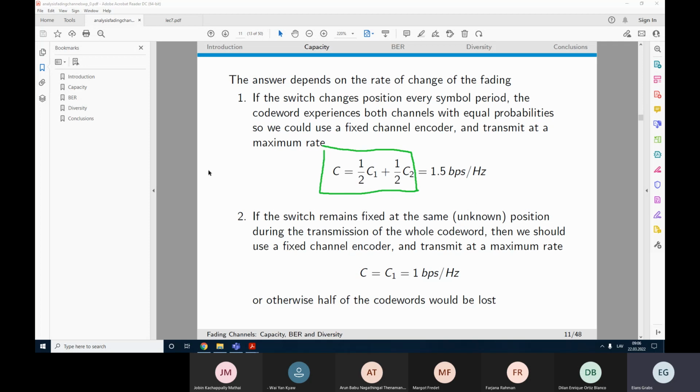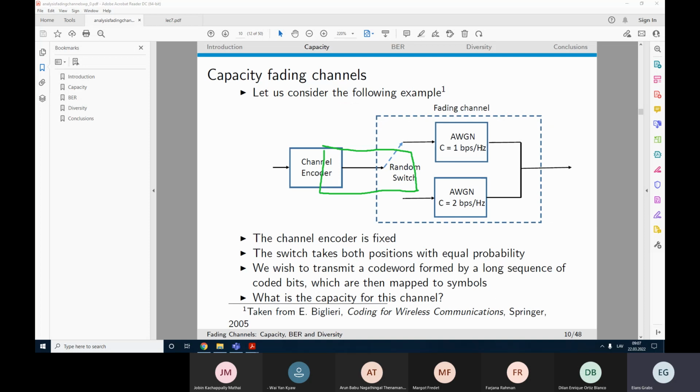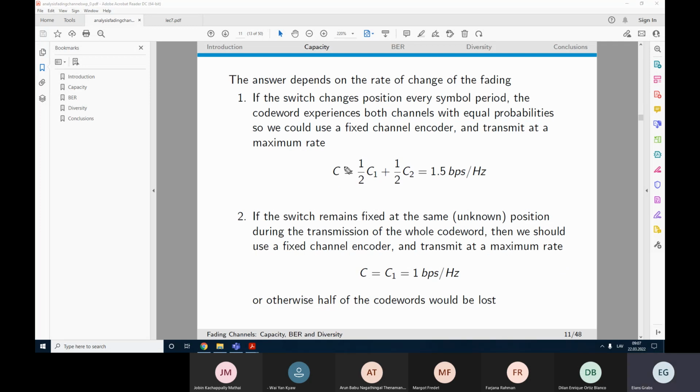So for the first channel, we had a capacity of 1 bit per second per hertz. And for the second channel, we have 2 bits per second per hertz. Now, if we calculate the mathematical average, the expectation, we put here capacity 1, here capacity 2, multiply, add up, and have 1.5 bits per second per hertz.